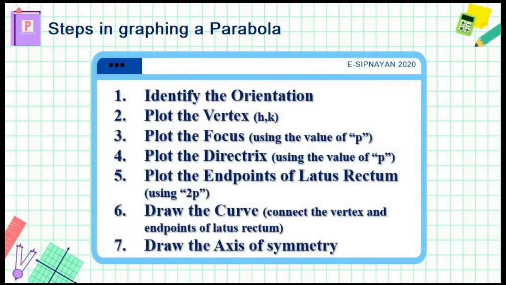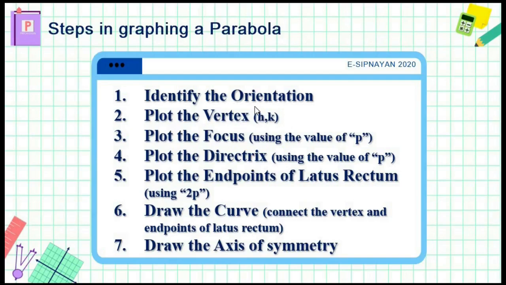The first step is to identify the orientation, and we discussed last time the 4 different orientations of a parabola. Next is to plot the vertex, and the vertex is plotted by identifying h and k, similar to a circle. So again, h is the constant associated with x and k is the constant associated with y.